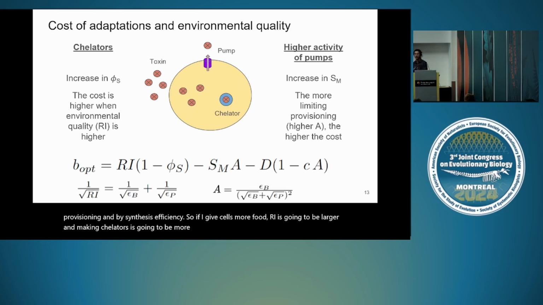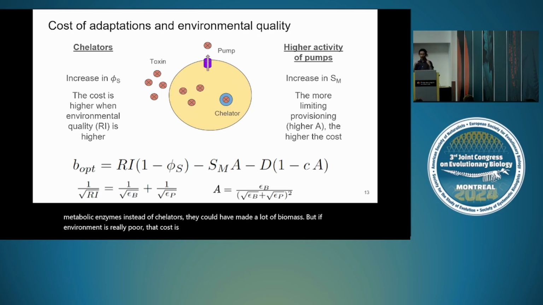And the reason for that is that when the environment is good, it's very costly for the cell to not allocate its macromolecules to growth and allocate those macromolecules into something else. Because if those macromolecules were allocated to, let's say, making ribosomes and other metabolic enzymes instead of chelators, they could have made a lot of biomass. But if the environment is really poor, that cost is lower.